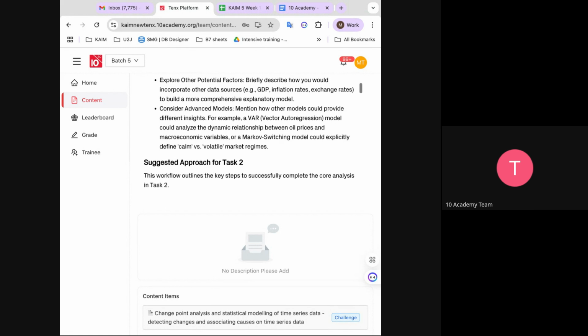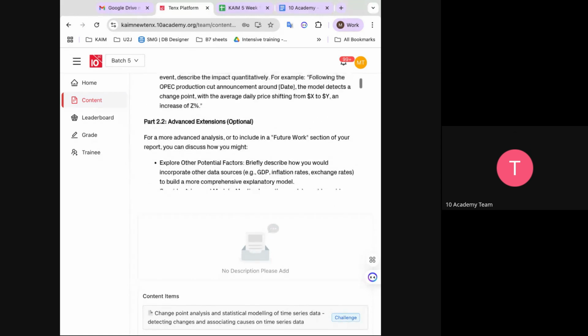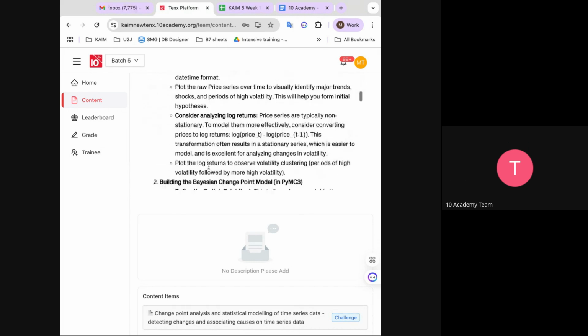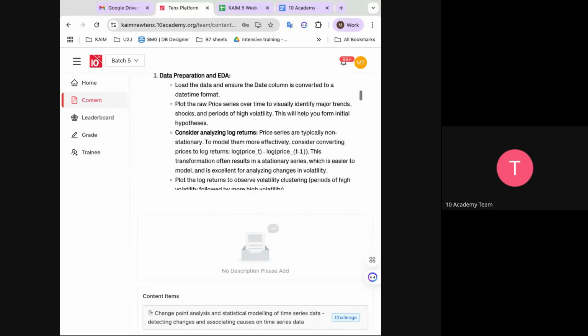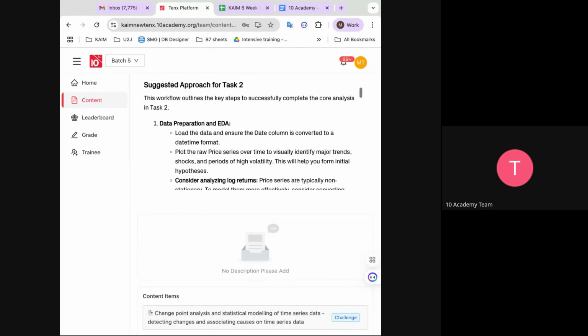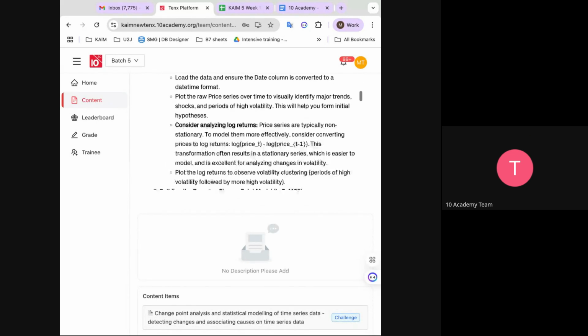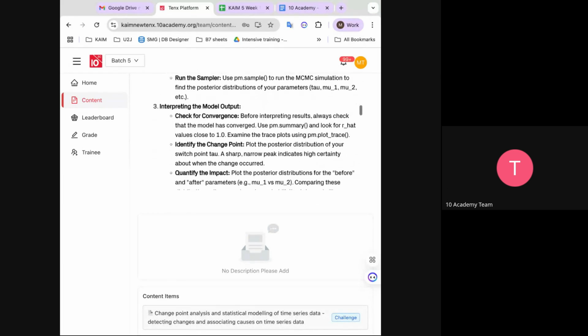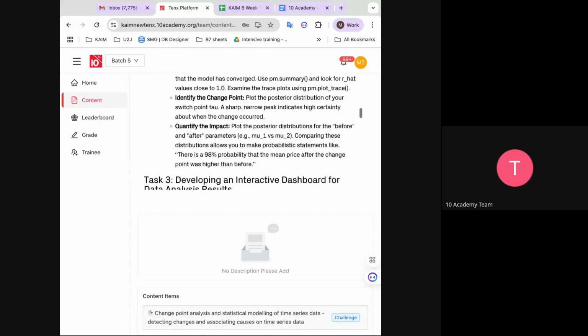If not, the mandatory task is just to build the change point analysis model, to associate it with the cause that brings this change, and also to quantify its impact. So we have stated a suggested approach for you to follow. You can go through it and understand what's inside.